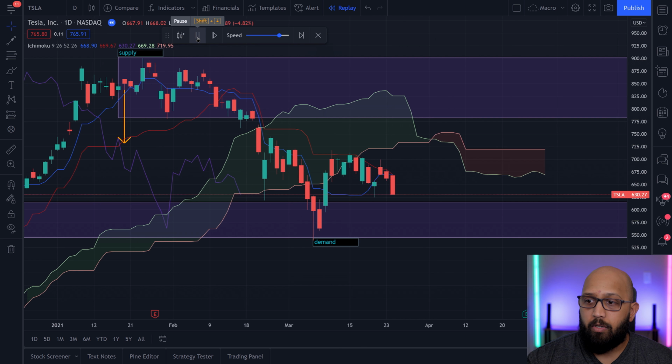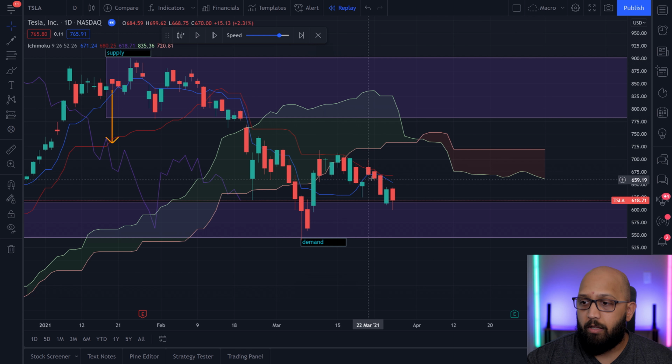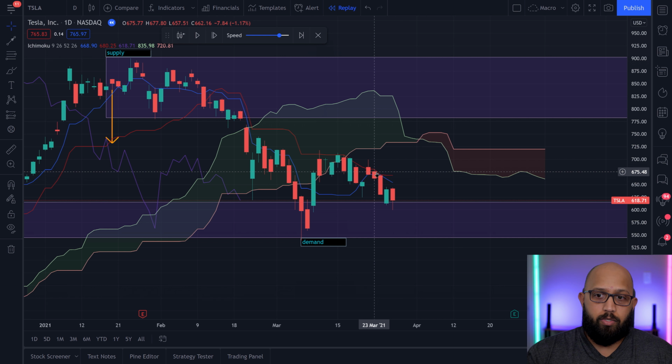So I'm going to continue it along here. And now here's another thing. We can see that the price almost crosses here. But you don't want to be too aggressive. You want to follow the rules. Ichimoku is designed specifically with rules.